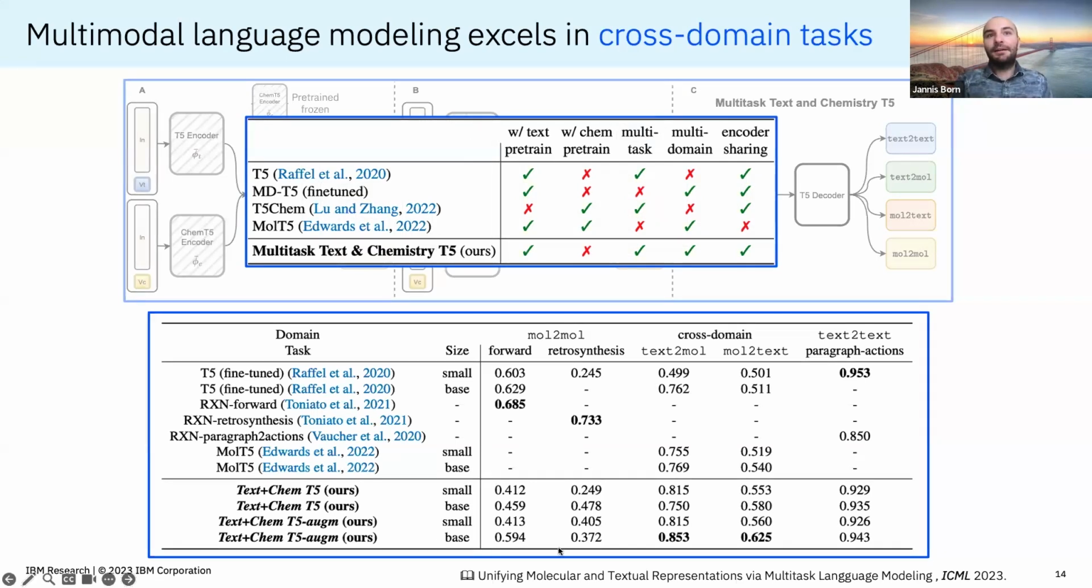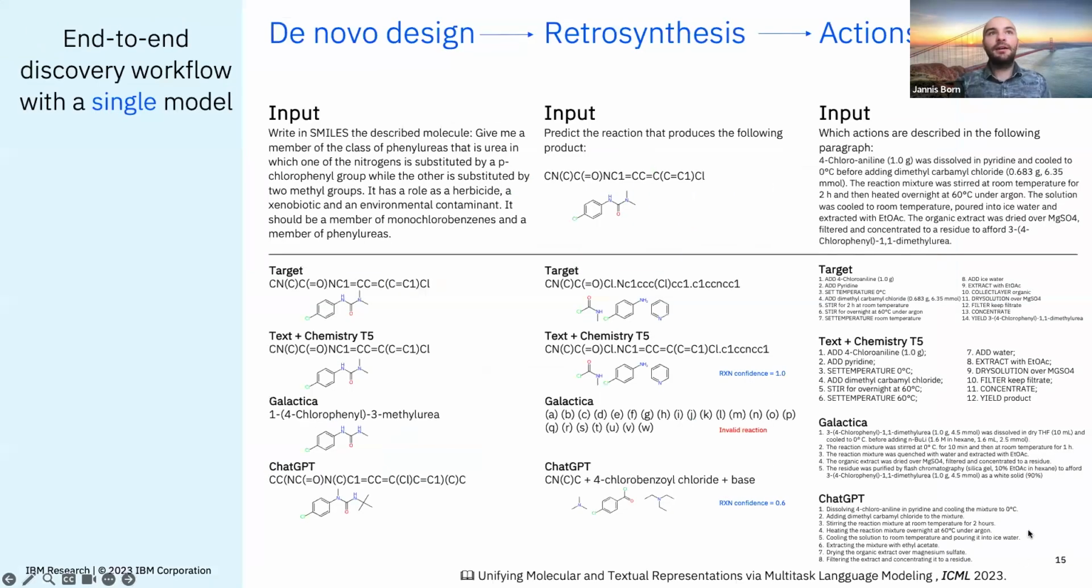And yeah, we can see that especially in the cross-domain tasks that you see here in the middle, so text to molecule or molecule to text, we were outperforming the single task models. This was a work that we published last year at ICML, a machine learning conference. And I just want to highlight that these models can then be, in theory, I mean, obviously this is a made-up use case, but in theory they can be useful for end-to-end discovery workflows by using a single model.